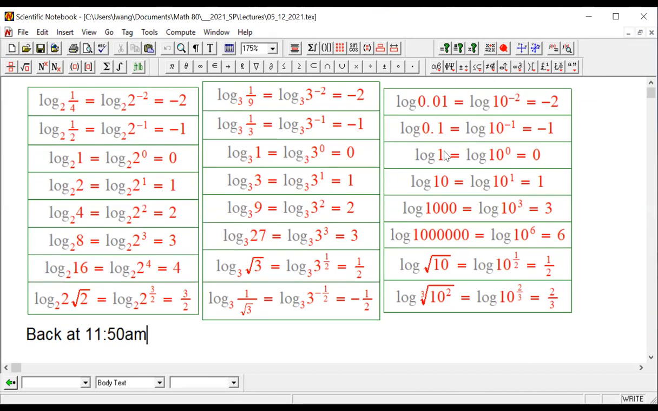So now I'm putting all these 3 tables here to see what pattern we can find. Okay, what pattern can we find?